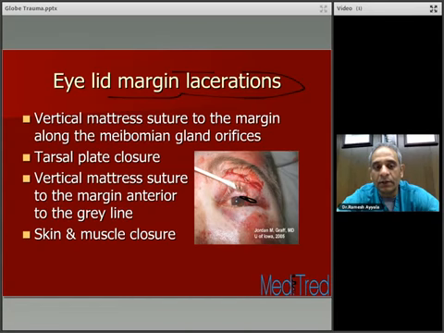Tarsal plate closure is to follow the vertical mattress lid margin suture. A vertical mattress suture to the margin anterior to the gray line is the place to apply. Skin and the muscles are closed after this.